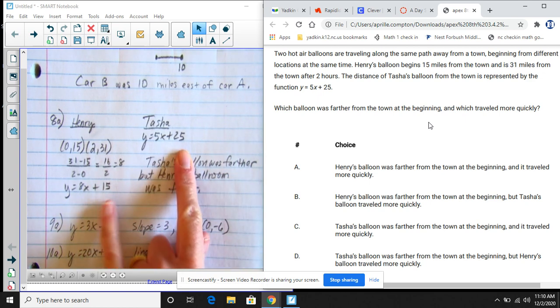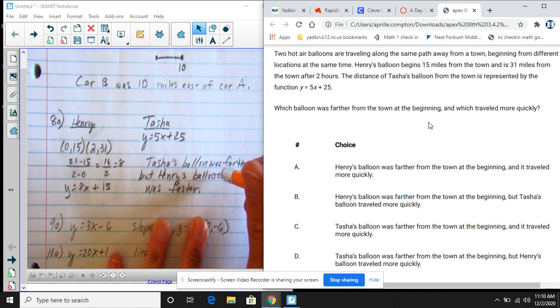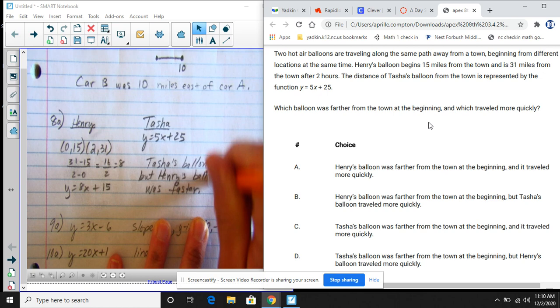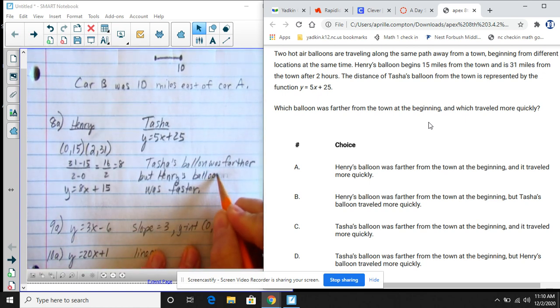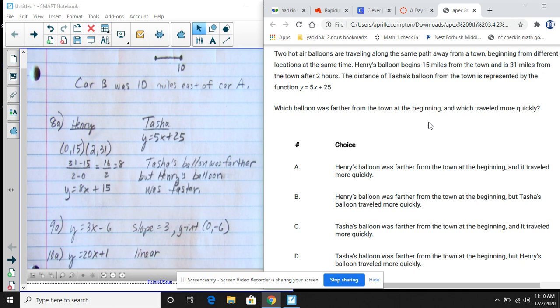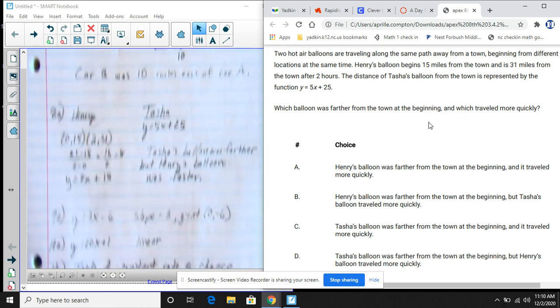It was 25. Henry's was 15, but Henry's I put ballroom. I don't know where in the world I got that. Balloon. That R just changes the whole word, doesn't it? Henry's balloon was faster at 8 miles per hour, and Tasha's 5 miles per hour. Okay.